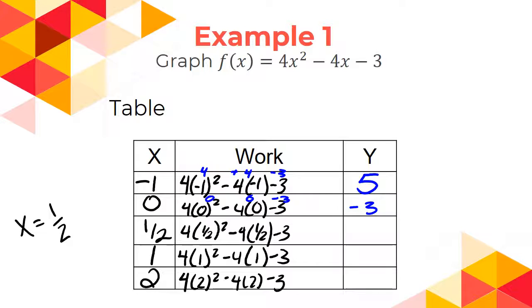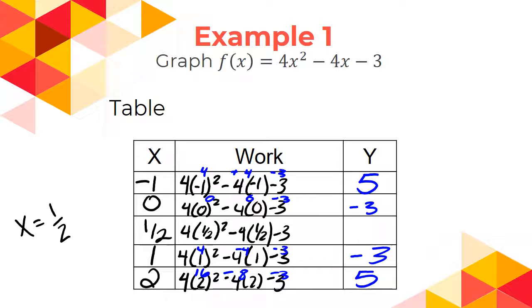Let's jump to the whole numbers, just because they're easier to solve. So 1 squared is 1. 1 times 4 is 4. -4 times 1 is -4, minus 3. 4 minus 4 is 0. 0 minus 3, -3. I'm seeing that symmetry that I need. 2 squared is 4. 4 times 4 is 16. 4 times 2 is 8. Minus 3. 16 minus 8 is 8. 8 minus 3 is 5.